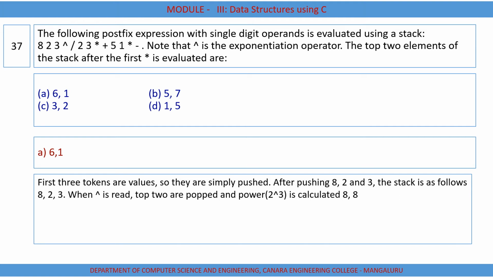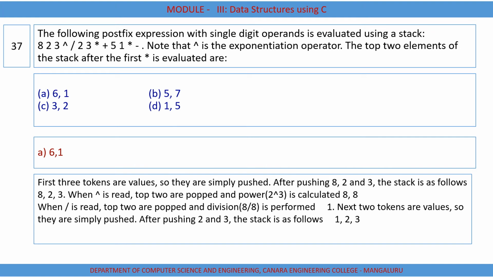So 2 cap 3 is evaluated and it gives 8. Now the stack has 8, 8. When slash is read, the top 2 are popped and division is performed: 8 divided by 8 is 1. So 1 is pushed into the stack.